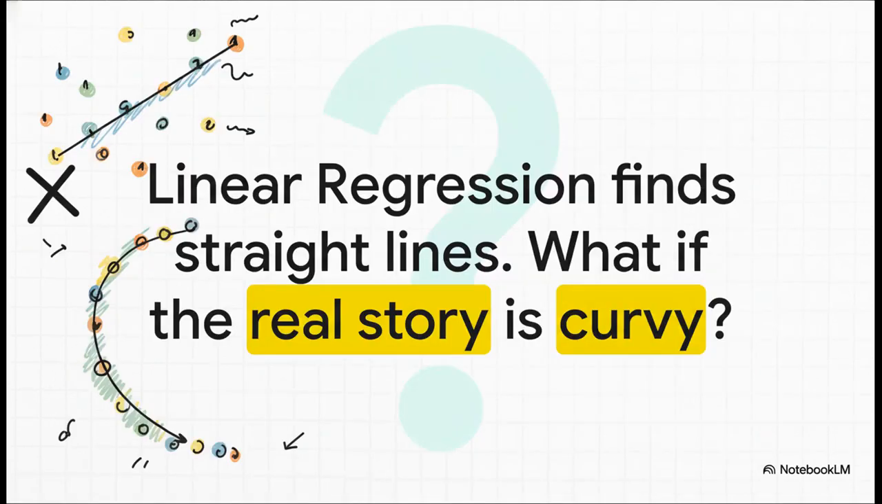So, linear regression is incredible. It gives us this powerful way to draw a simple, straight line through all the chaos of the real world and find a meaningful pattern. It's an absolutely essential first step in teaching a machine to see the future. But it also leaves us with this really fascinating question. What do you do when the real story isn't a straight line? What happens when the truth is curvy? Well, that's where the journey into machine learning gets even more interesting.